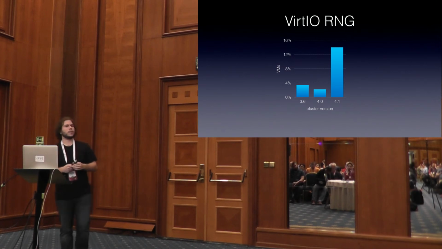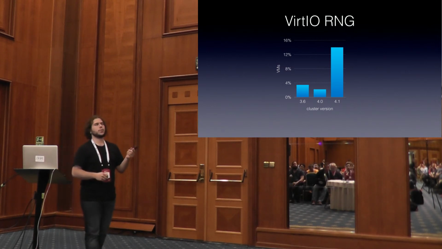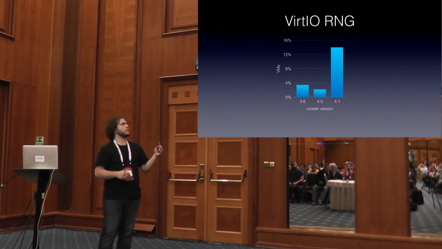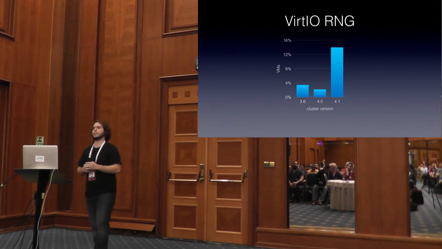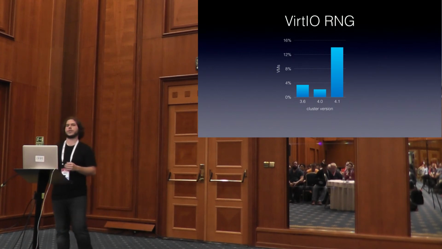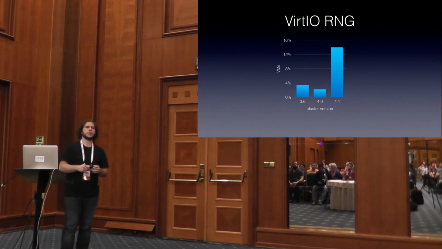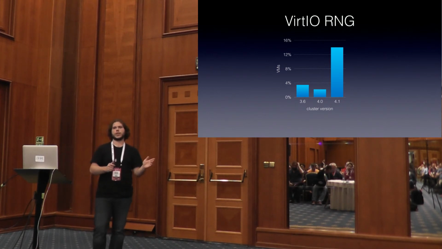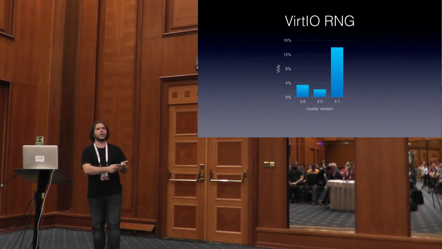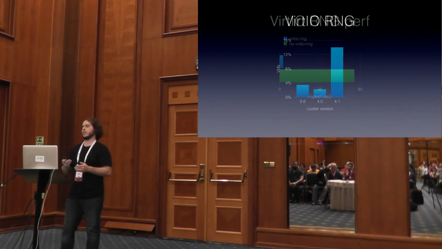In 4.1, we can see quite a big jump. This jump is still pretty small in terms of total number of VMs, and that is because such a default change only affects new VMs. So these are VMs created in a 4.1 cluster version, not VMs that were created in 4.0 and then just upgraded to 4.1.